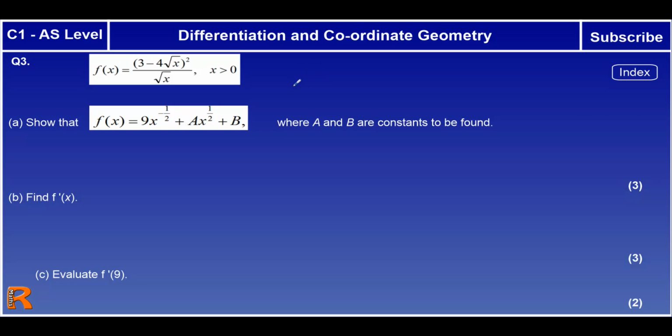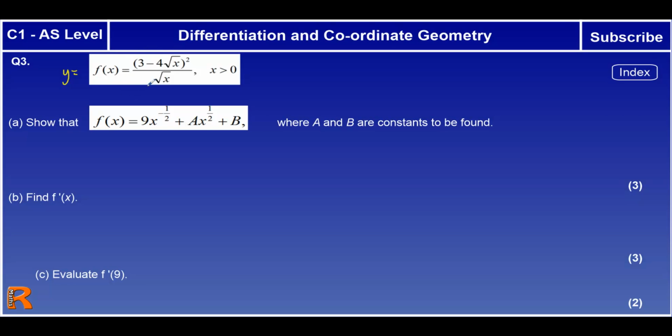Question 3. Okay, we're stepping up a little bit again. We're doing this slightly different format. We're using functions this time. Instead of y equals, we're doing f of x and f dashed of x. It's the same thing. F of x is just the same as y equals. It's just written a different way.